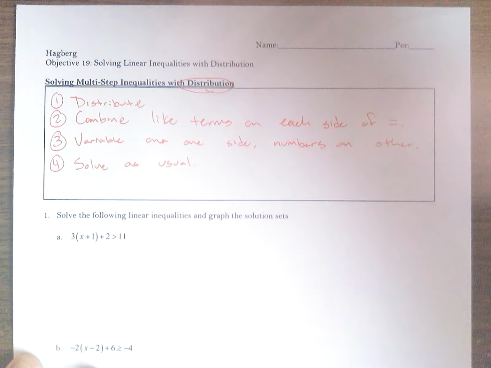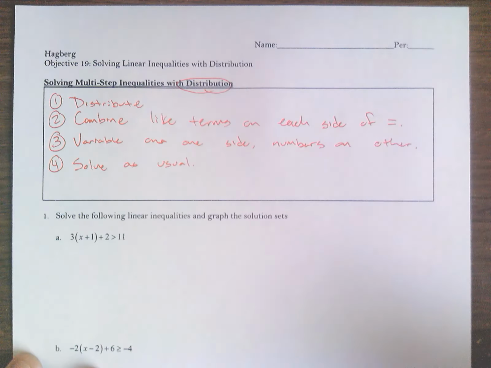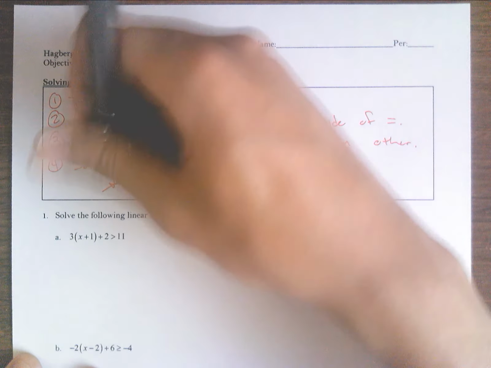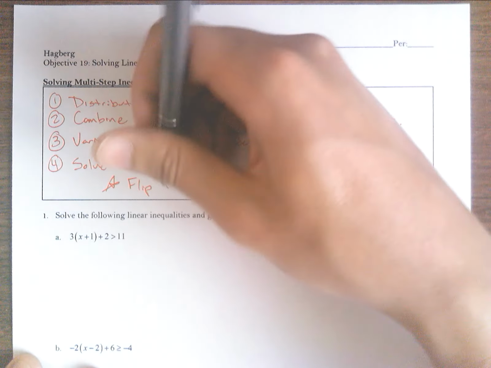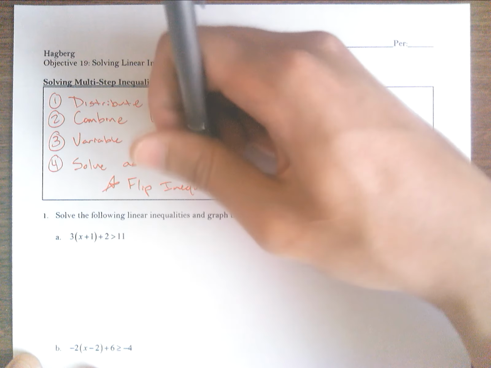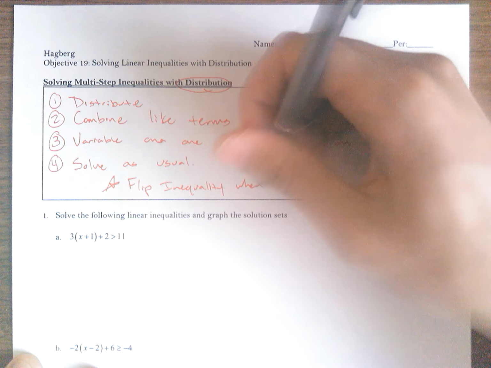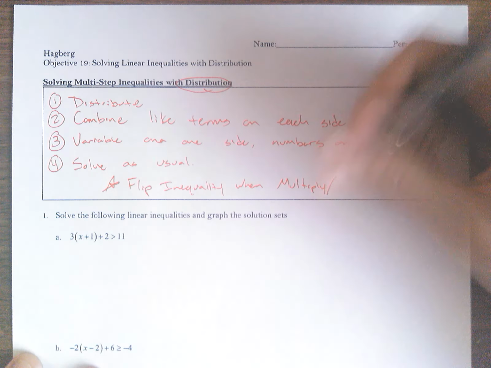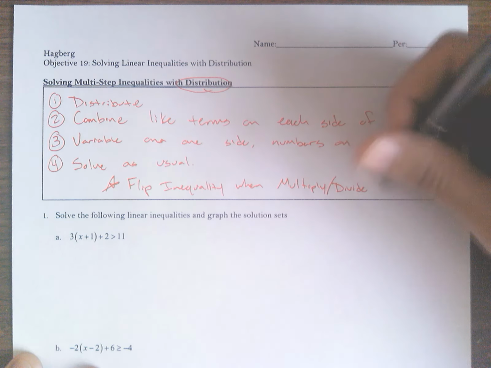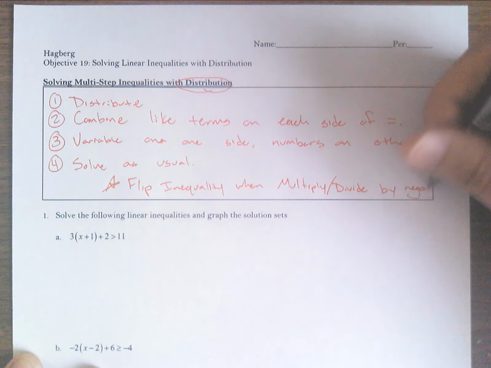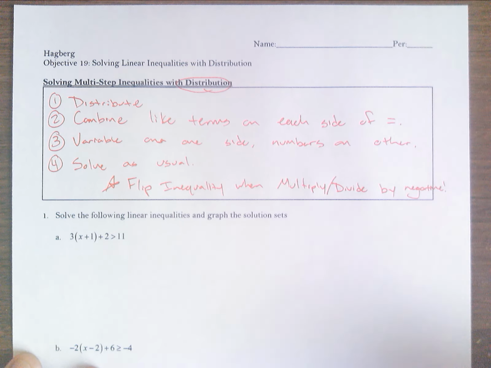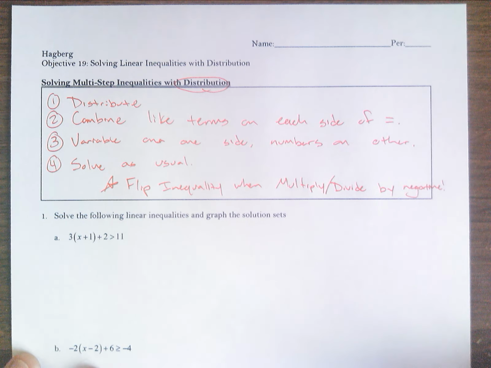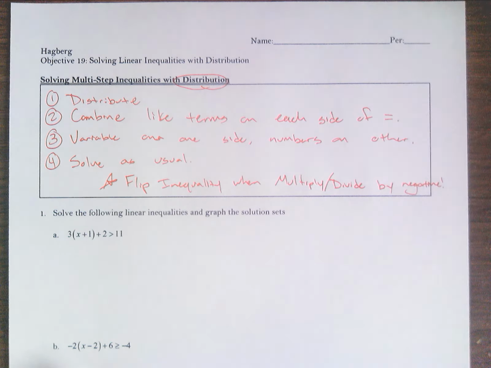So as a reminder, reverse PEMDAS, reverse order of operations. We want to flip the inequality when you multiply or divide by a negative on each side of the inequality. Okay, so let's go ahead and take a look at a few examples.